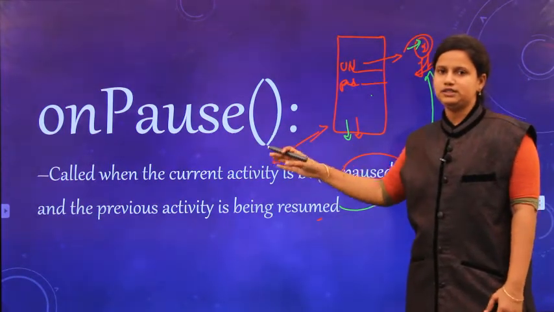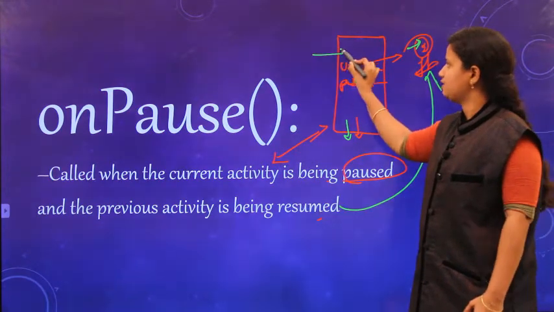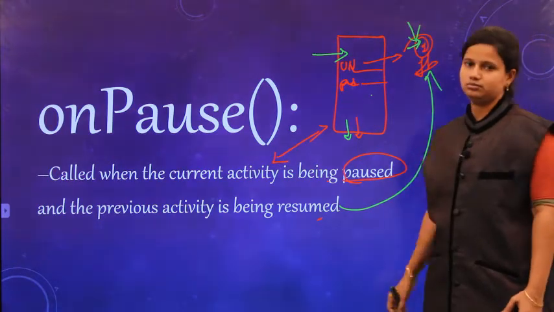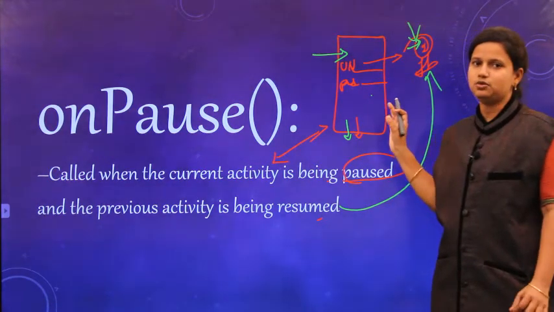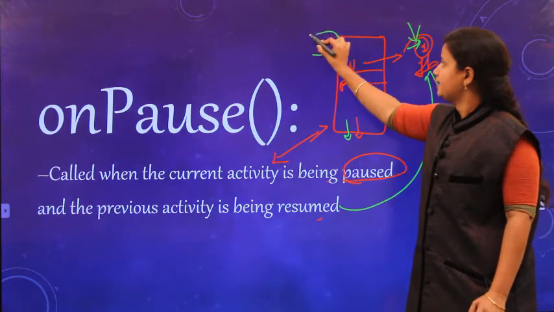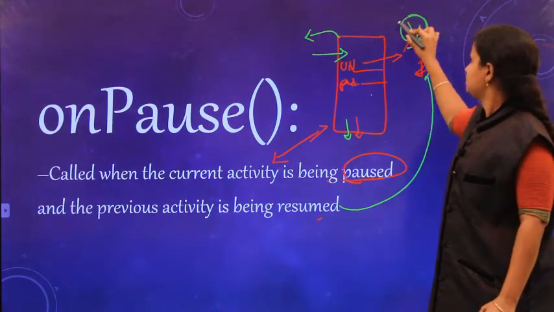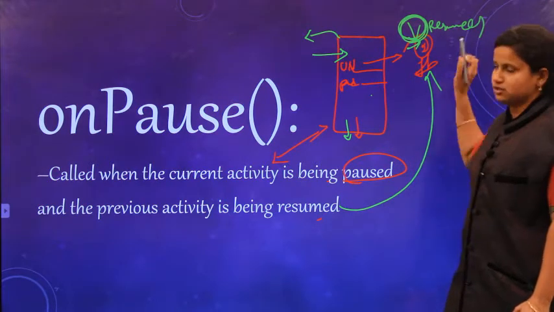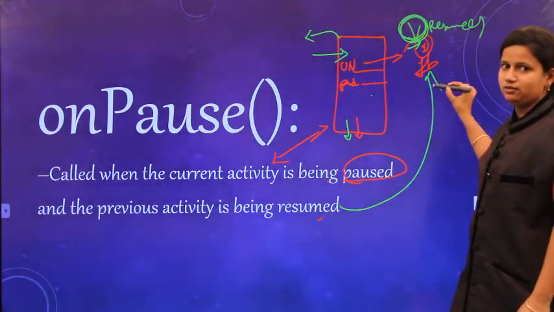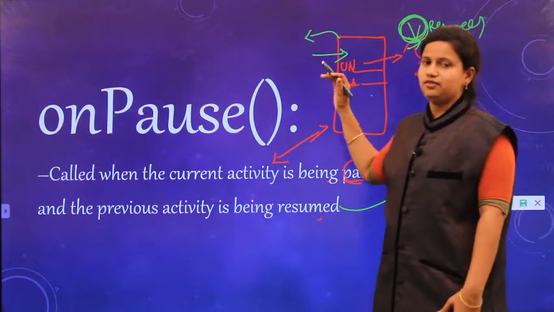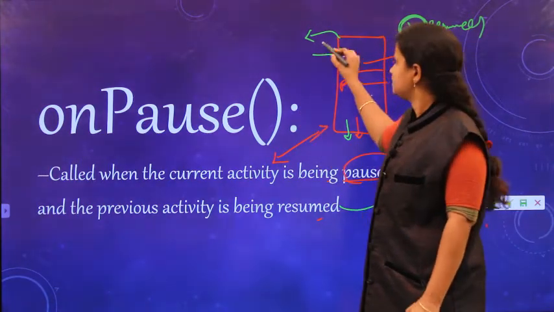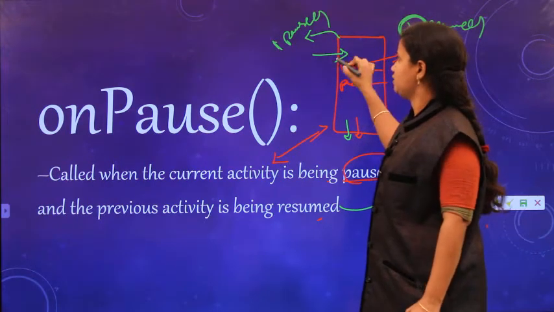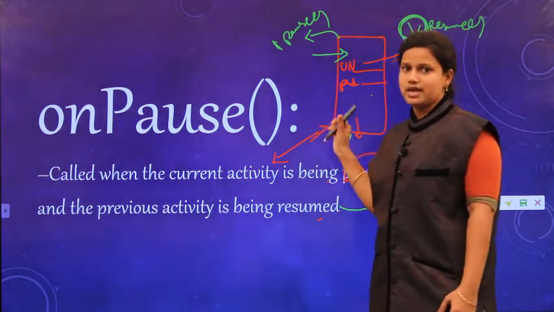So the onPause method means you are not interacting with the present application; you are interacting with the previous application. At that situation, the second activity is in a resumed state because the user is interacting with it, but the first activity is in a paused state, because we are not interacting with it.